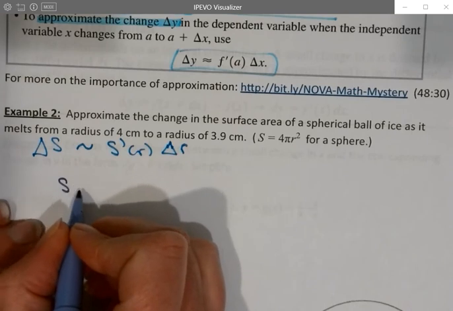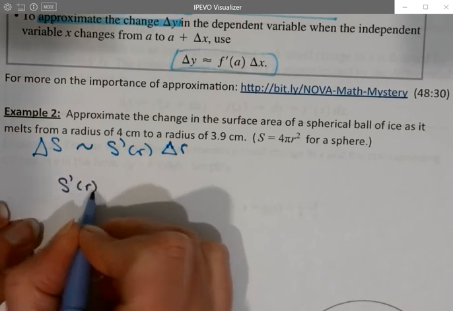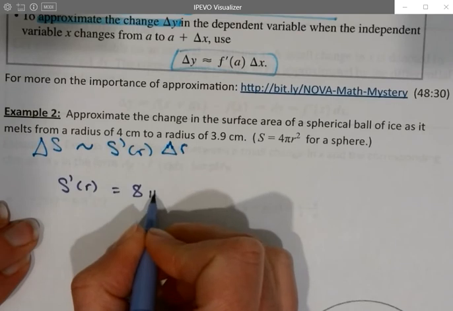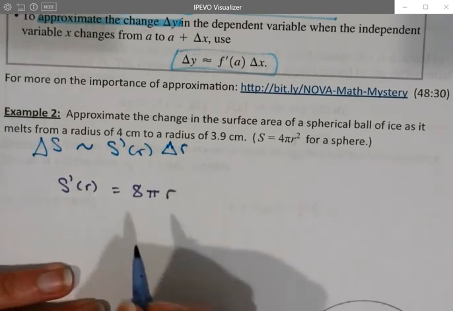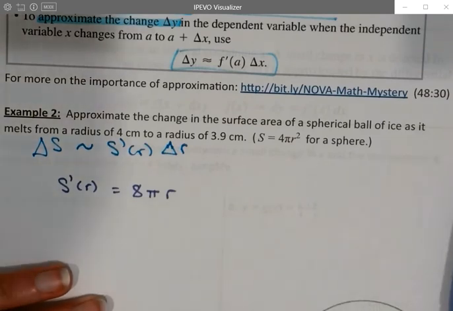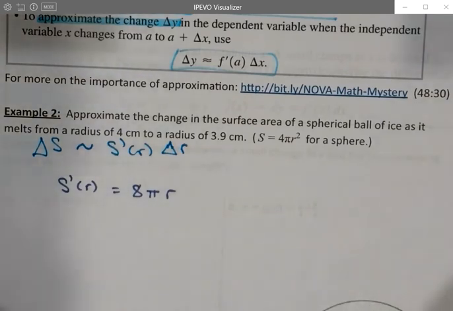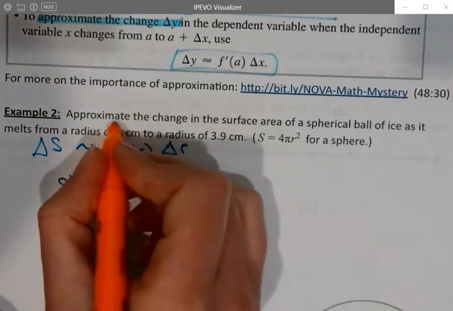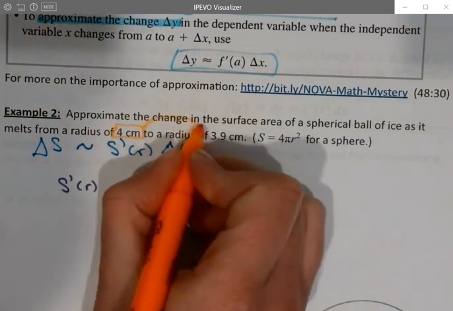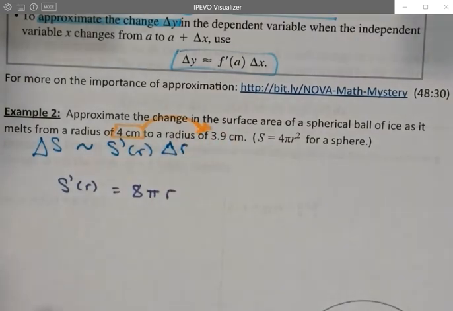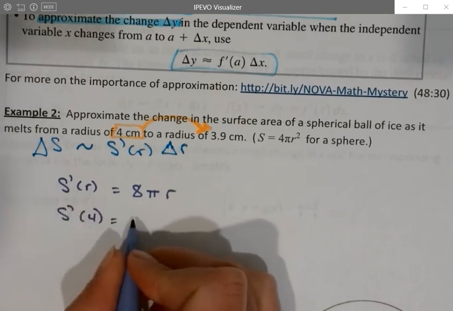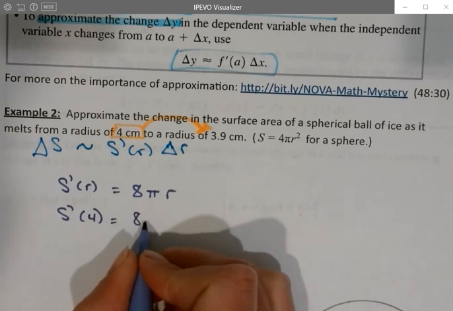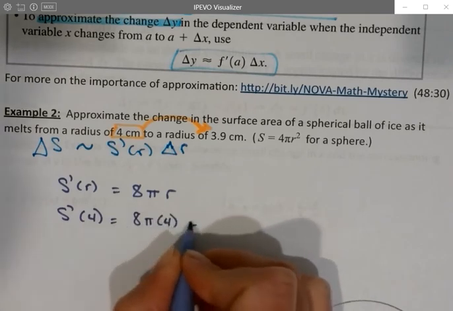The derivative S prime of r is going to be 8 pi r, if I take the derivative with respect to r here. My ice was originally 4 centimeters, so 4 centimeters is our initial condition. It's melting to 3.9 centimeters, but that means I'm going to be evaluating S prime at 4. That gives us 8 pi times 4, or 32 pi.